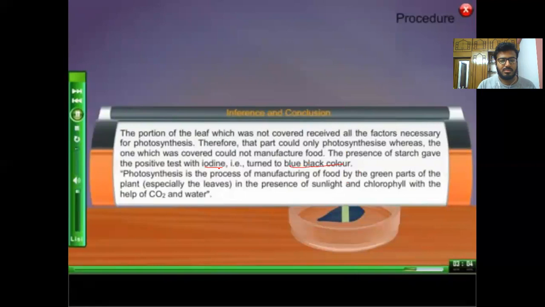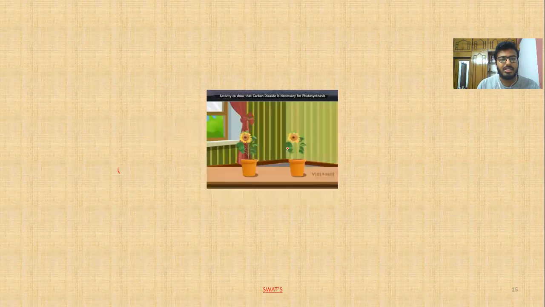Photosynthesis is the process of manufacturing of food by the green parts of the plant, especially the leaves, in the presence of sunlight and chlorophyll with the help of carbon dioxide and water. Okay, so is that clear? Water is most essential, you know that. The rest three are sunlight, chlorophyll and carbon dioxide. So three activities are there.